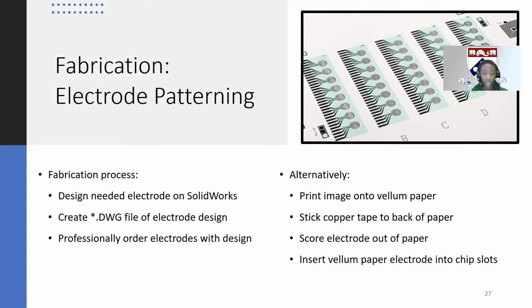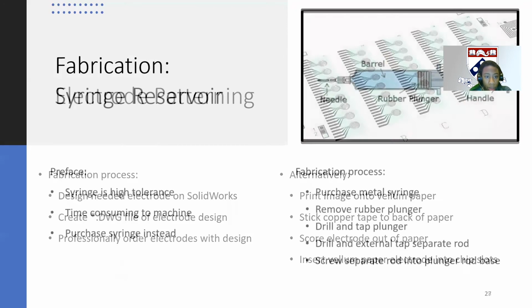That would only need us to design an electrode on SolidWorks, create a DWG file, and send these files over to a professional patterning group. Alternatively, we can also print the image that we create onto vellum paper, stick copper tape to the back of this vellum sheet, score the electrode out of the paper copper combination, and insert this paper electrode into the slots of the microfluidic chip to also have their functionality.